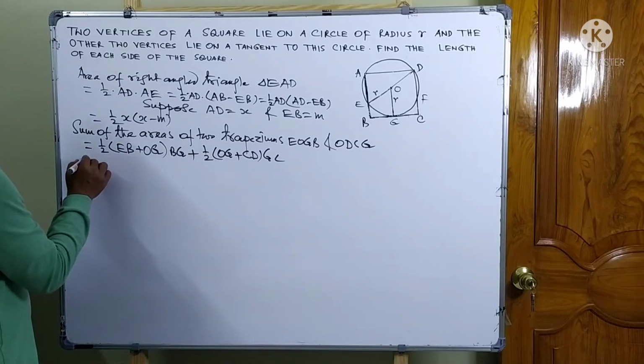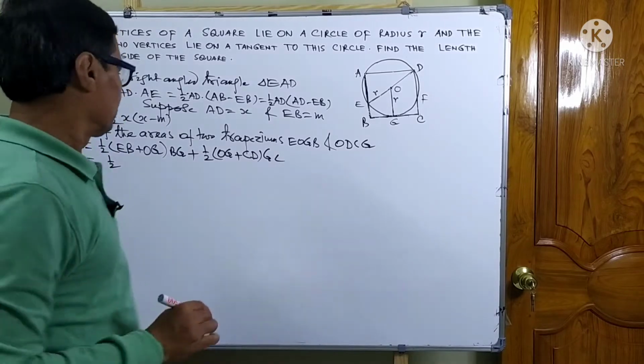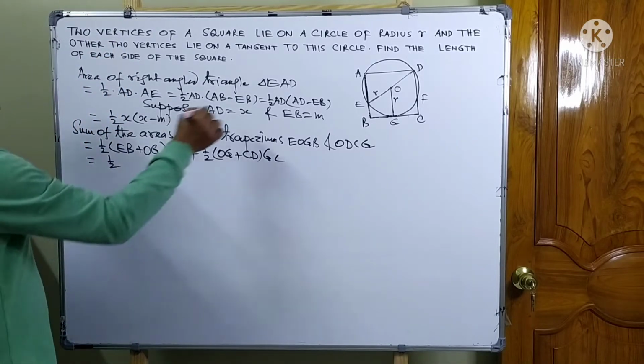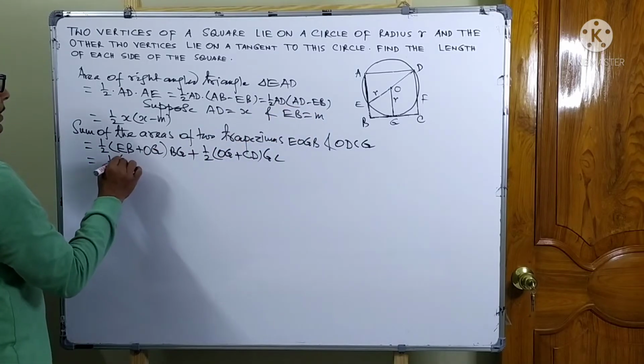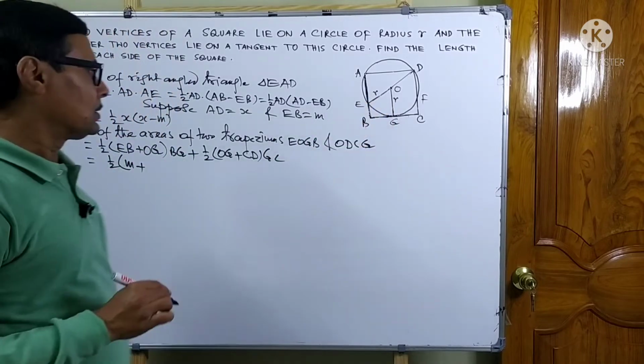Now, this is equal to half EB. EB is considered as m. So, m OG. OG is the radius of the circle. So, this is r.